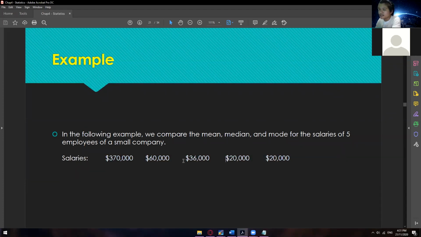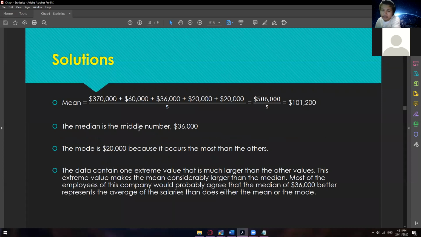All right. So again, for the mean, just get the summation and then divide it by the count of data. And then for the median, just arrange this one, either from smallest to largest or largest to smallest, either of those two, and then just get the middle number. And then for the mode, just get the most frequent number that occurs. Okay, so here's the solution for those three.